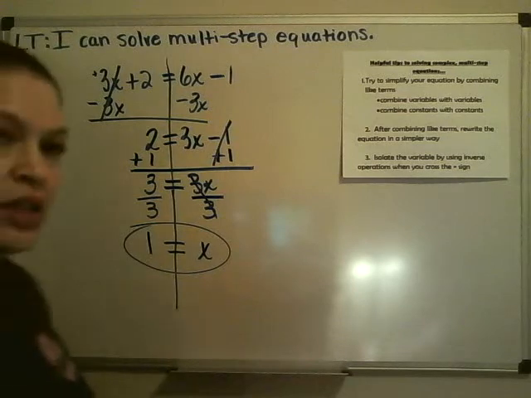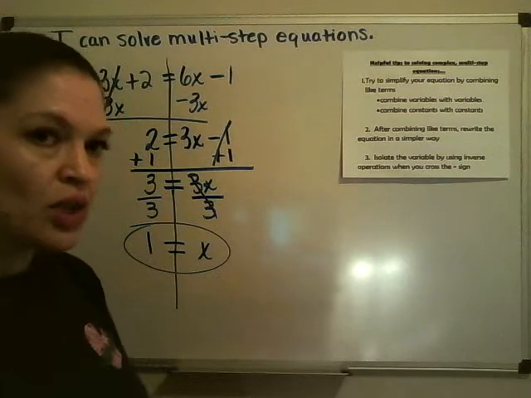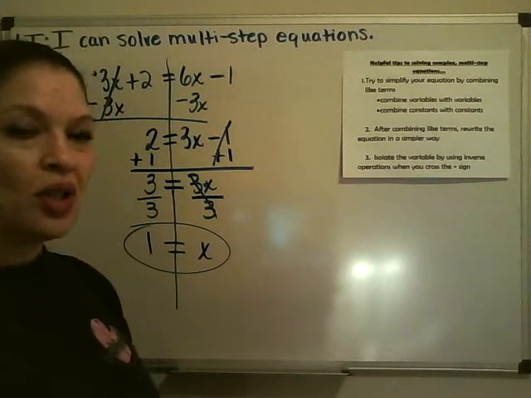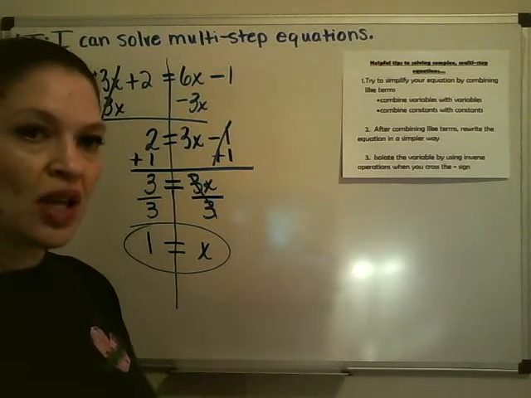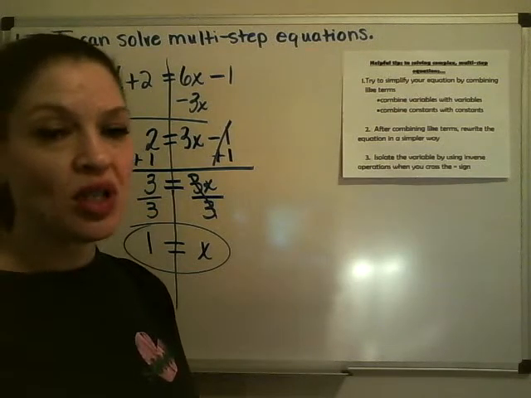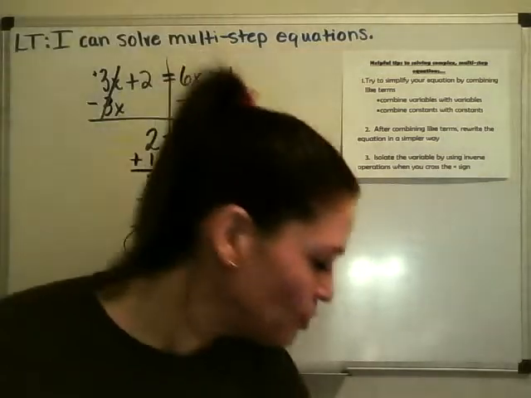Okay? Yeah, this one was a little bit more complicated, but I haven't really taught you any new skills because we're still using inverse operation, and we're just making groups. We're making sure that the variables are on one side of the equation and that the constants, which are the numbers that stand alone, go to the other side of the equation.